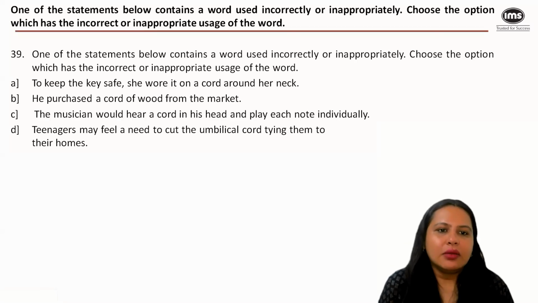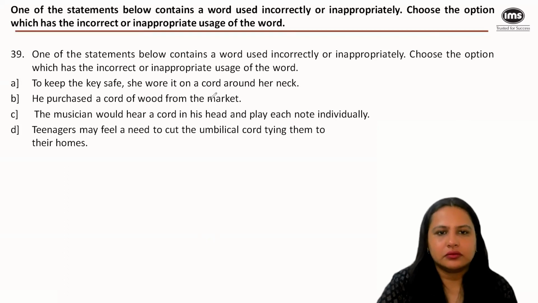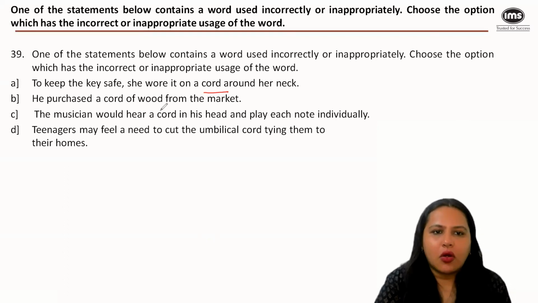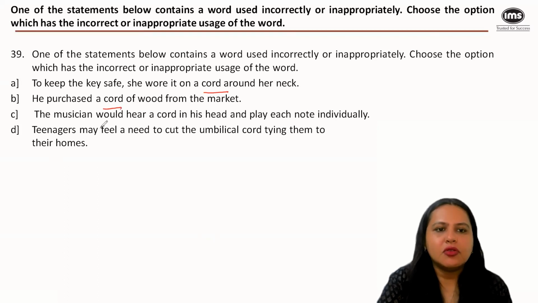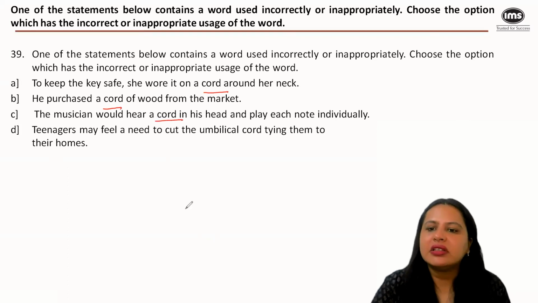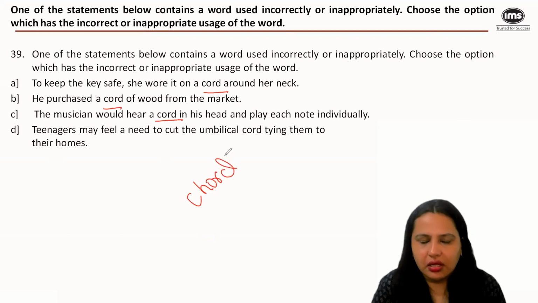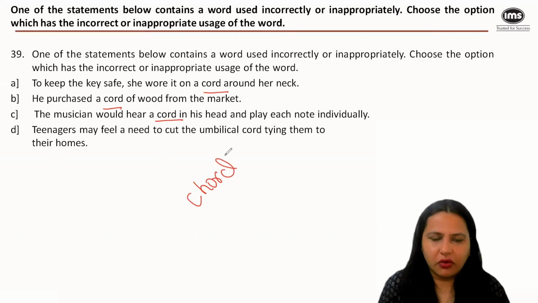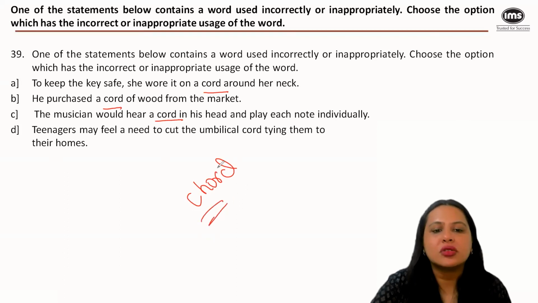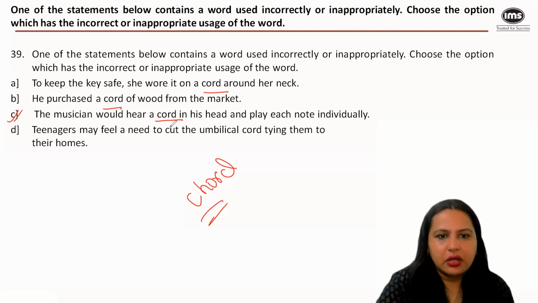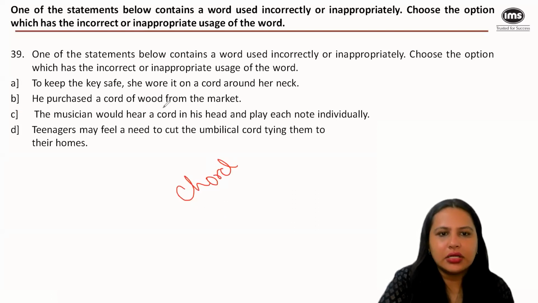Next word. Sentence A. To keep the key safe, she wore it on a cord around her neck. B. He purchased a cord of wood from the market. C. The musician would hear a chord in his head. Now, whenever it is a musical chord, the spelling is incorrect here. We are not talking about a wire kind of thing; we are talking about the notes, which is chord. So in option C, we want chord spelled C-H-O-R-D. Therefore, the correct answer is option C.